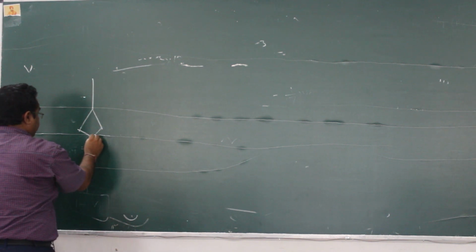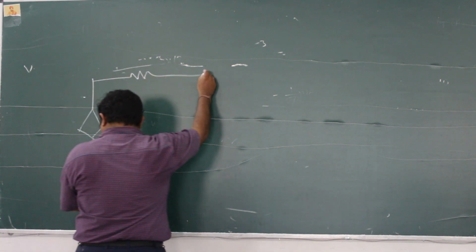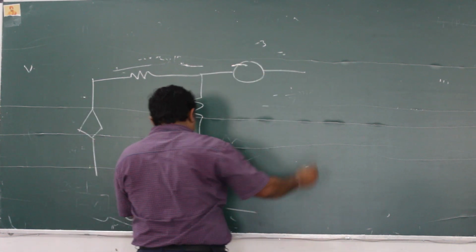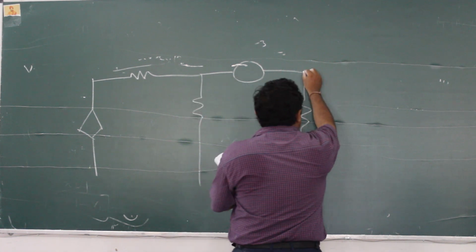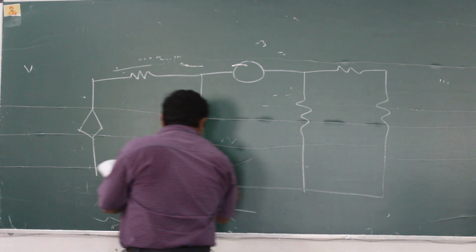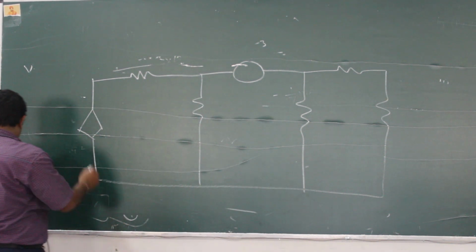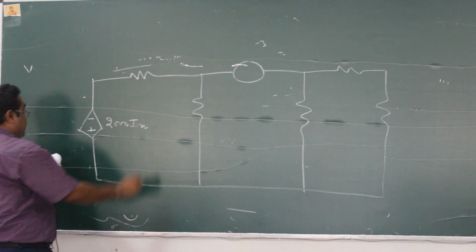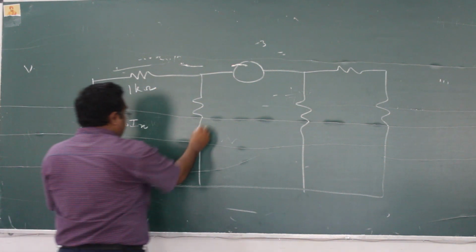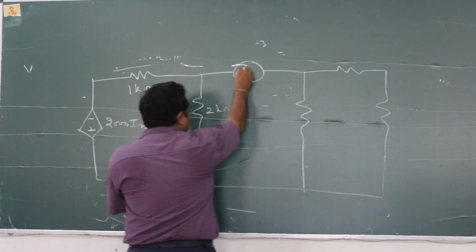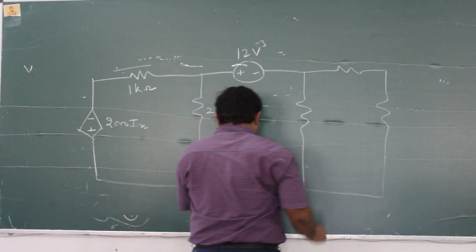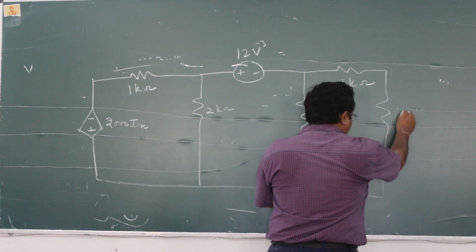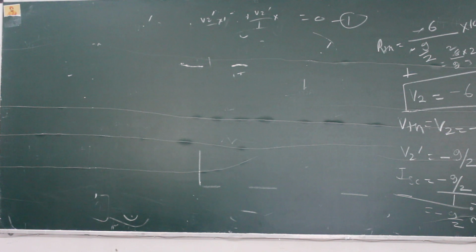So this is my circuit. A dependent source is there, resistance is like this, an independent source, and again some resistances connected in parallel and in series form like this. So this is the circuit. I am now writing down the values. This is 2000 IX. This is 1 kilo ohm, this is 2 kilo ohm, this is plus minus 12 volt, this is 2 kilo ohm, this is 1 kilo ohm, and this is 1 kilo ohm. 4 by 3 kilo ohm.